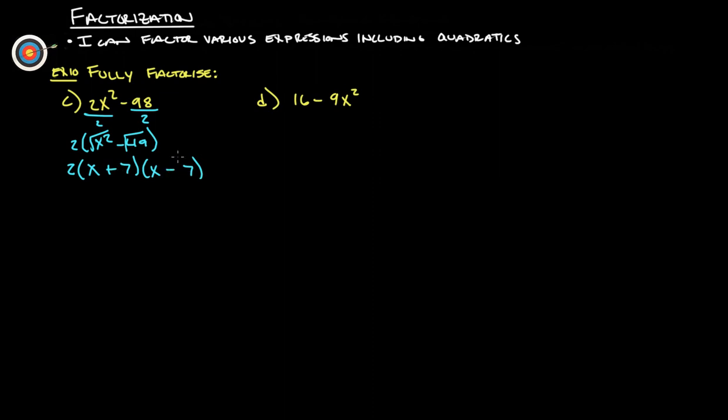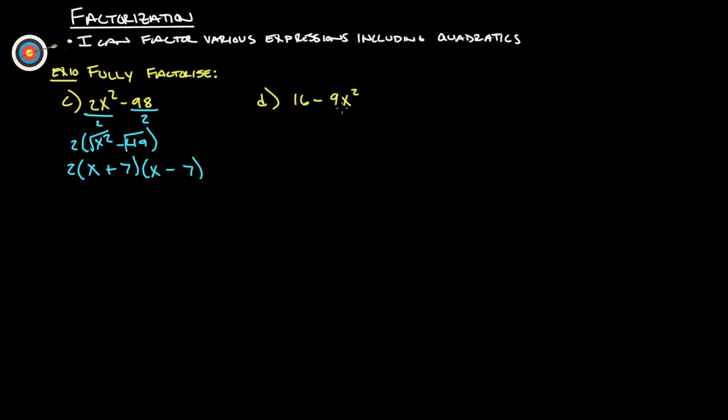Okay, and remember, if you're ever unsure if you got the right answer, you can always multiply it back out, and you should end up with what you started with, right? So if we multiply this back out, x times x is x squared, minus 7x plus 7x, those x's go away. And then 7 times negative 7 is negative 49, so there's our x squared minus 49, and then there's our 2, so we know we got those right.